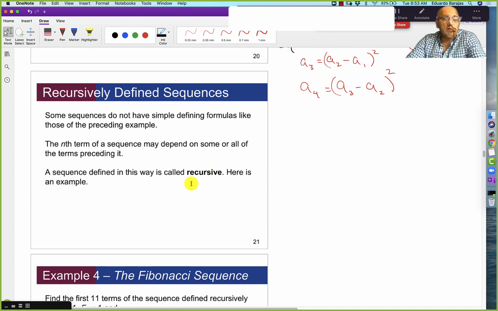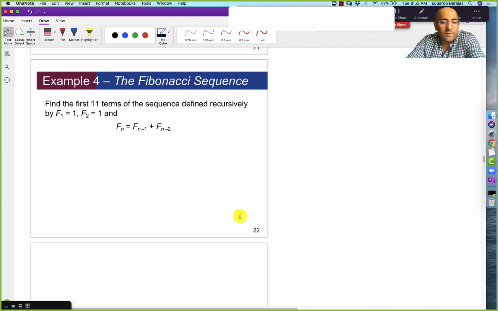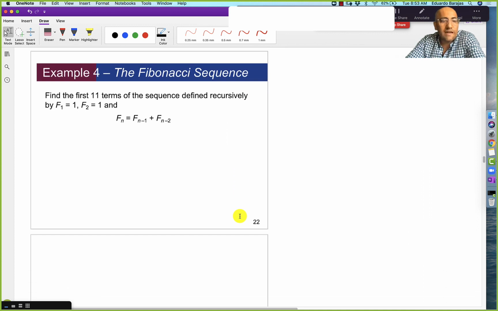So some sequences do not have simple defining formulas like those in the previous examples. The nth term of a sequence may depend on some or all of the preceding terms. The sequence defined in this way is called recursive. Here's another example. Find the first 11 terms of the sequence defined recursively in the following way. So here the capital F is being used to describe our sequence. So we already have the first two on my list. Let's put them over here. And you want the first 11?